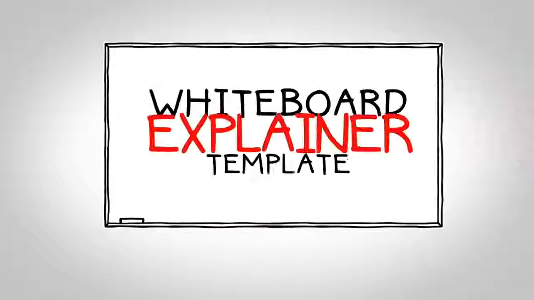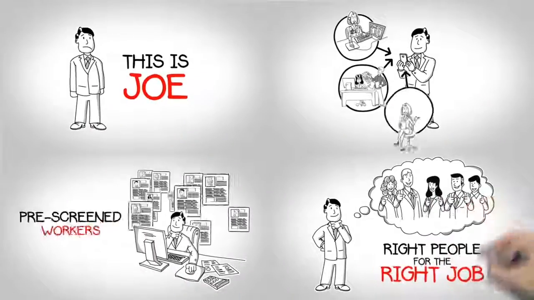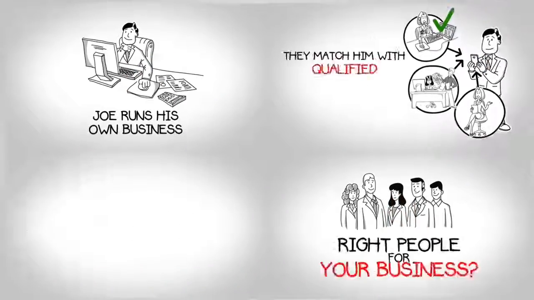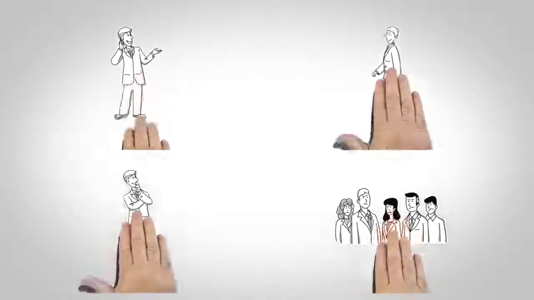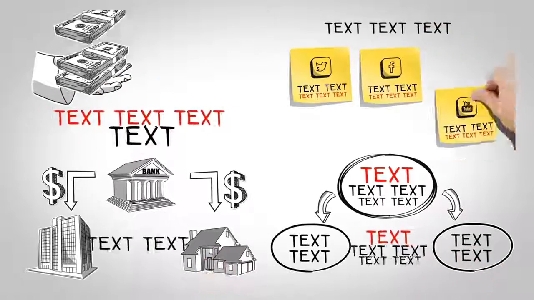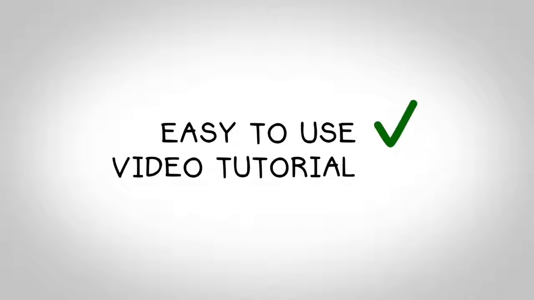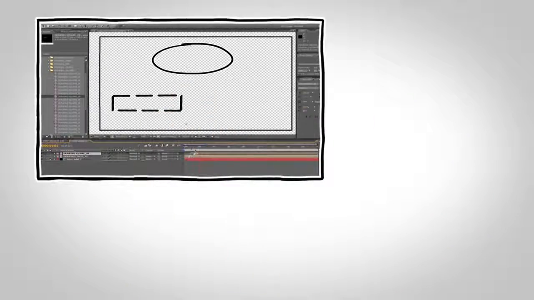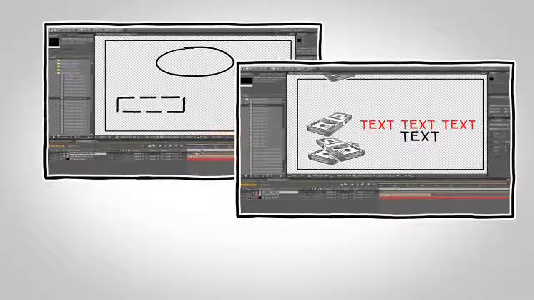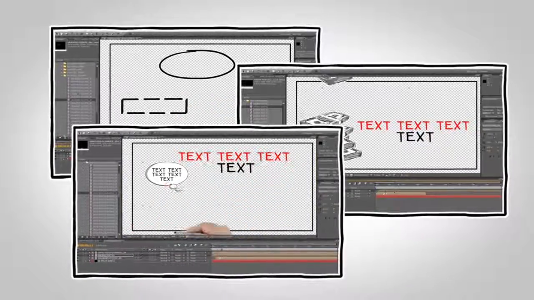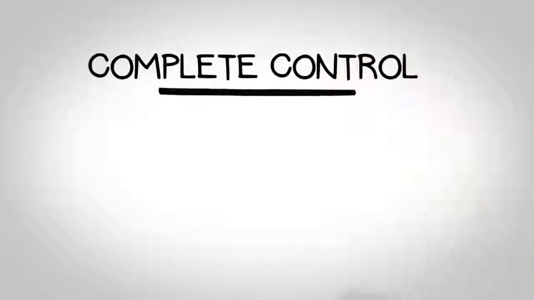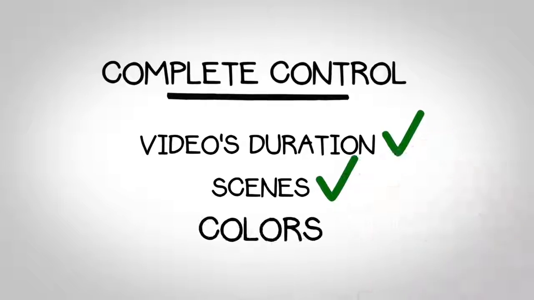With the Whiteboard Video Explainer Template, not only can you create a video that's similar to Joe's story, but you'll have all the tools you need to create a variety of unique, personalized explainer videos of your own. This template is easy to use and includes a video tutorial, so even beginners with After Effects will have an easy time creating a compelling and engaging story. You will have complete control over the video's duration, scenes, and colors.